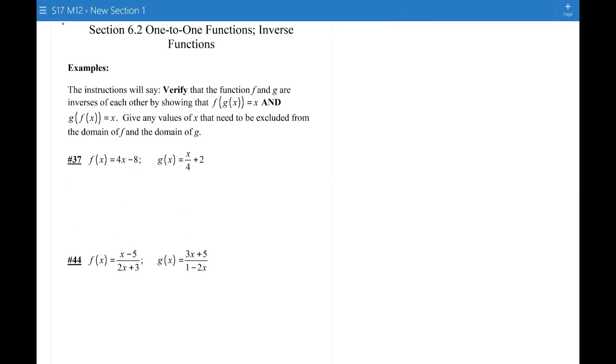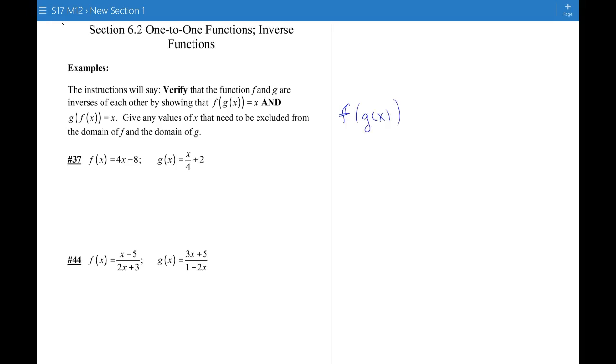Okay, so the instructions in this section are going to say verify that the functions f and g are inverses of each other by showing that f of g of x, so this is section 6.1, the composing. Make sure that f of g of x equals x and g of f of x equals x. So I'm going to do the first one here on the movie and we'll do the next one in class. So I'm doing f of g of x.